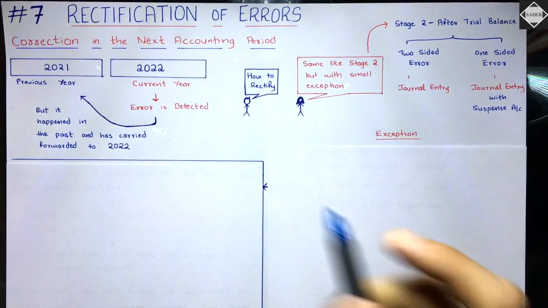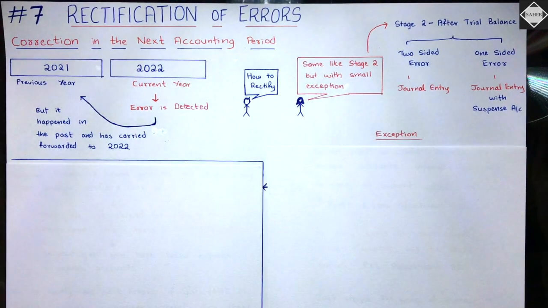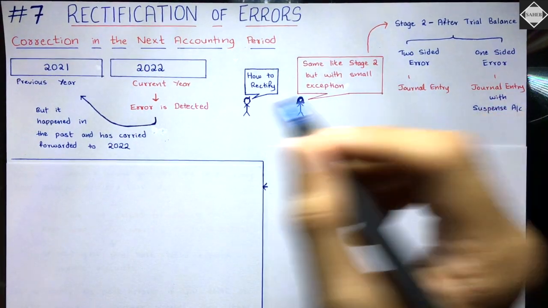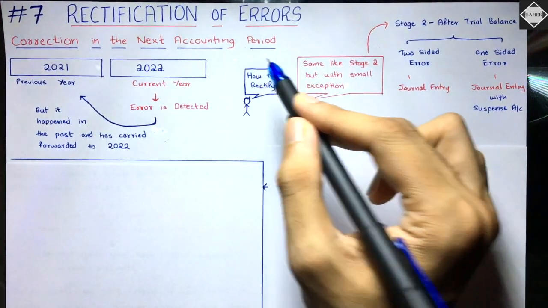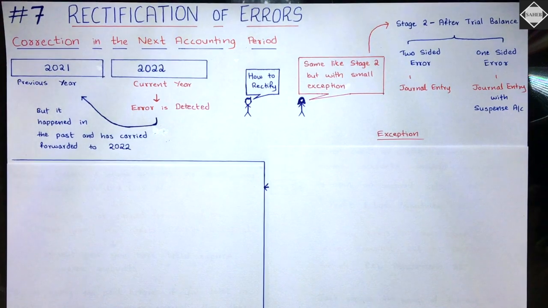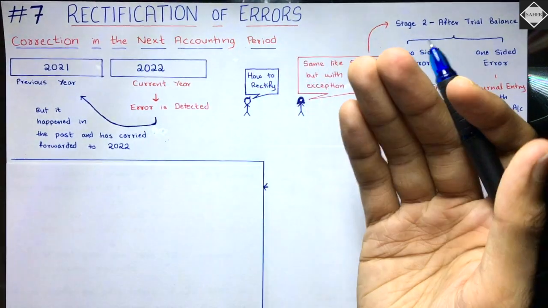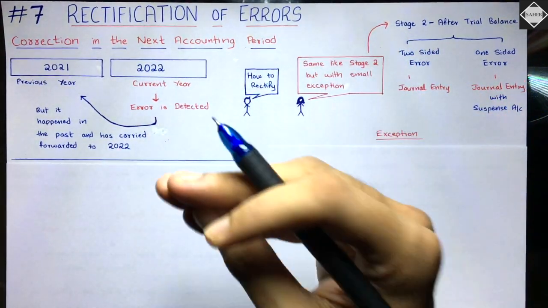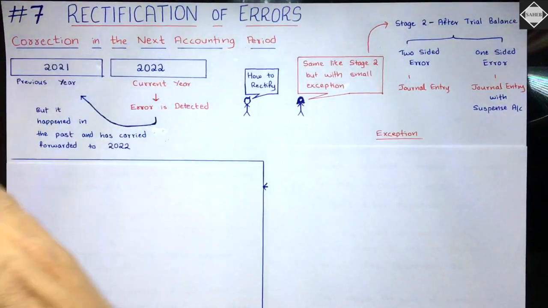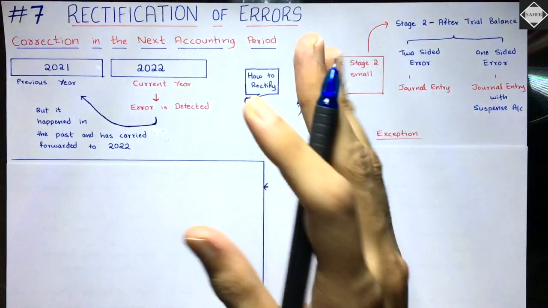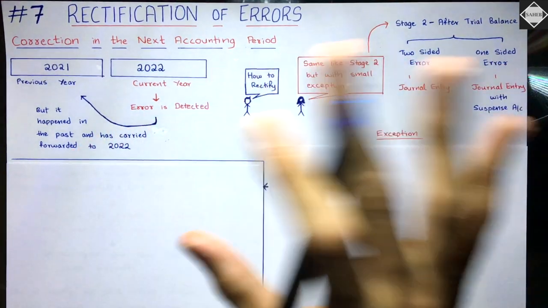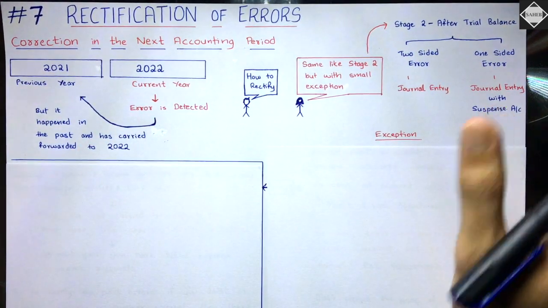Today in this 7th video of the rectification chapter, we are going to understand the concept of correction in the next accounting period, and then we are also going to solve a problem on this. But before watching this video, please make sure you have watched the previous videos, because all the tricks and techniques that we have seen in the previous 6 videos will be applied over here. If you haven't watched the previous videos, then believe me, this video is not for you. So let's start the video.